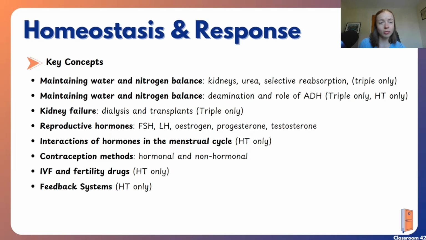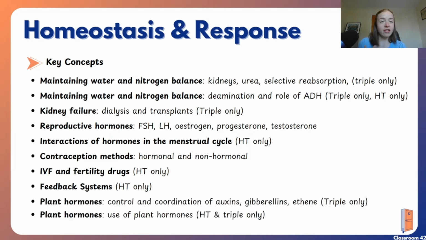So combined higher and triple higher students will need to make sure that they can answer questions about negative feedback systems. And then finally, plant hormones. And that's the extra bit they've added on to the end of B5. So triple students all need to know about the control and coordination of auxins, gibberellins and ethene. And then higher tier paper students will also need to know how they can be used in industry.